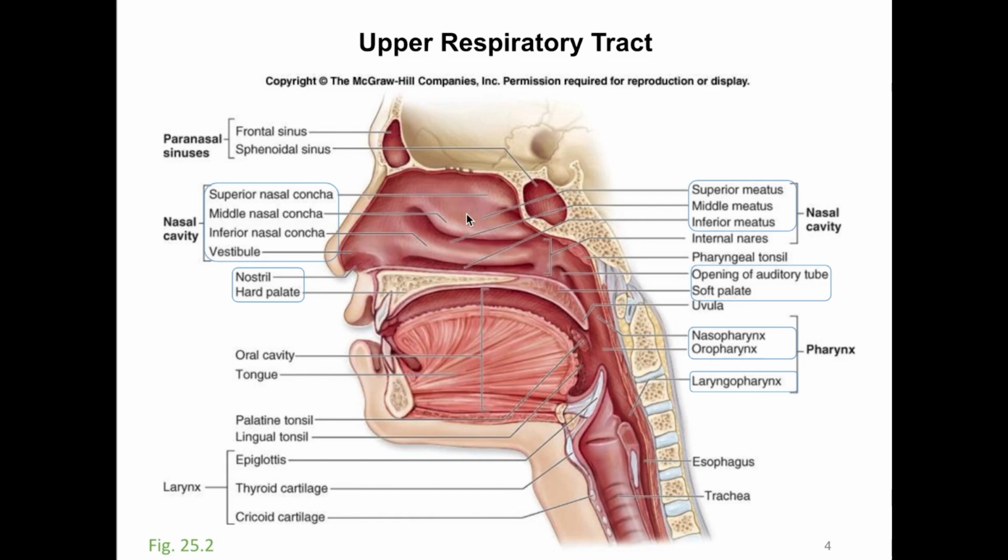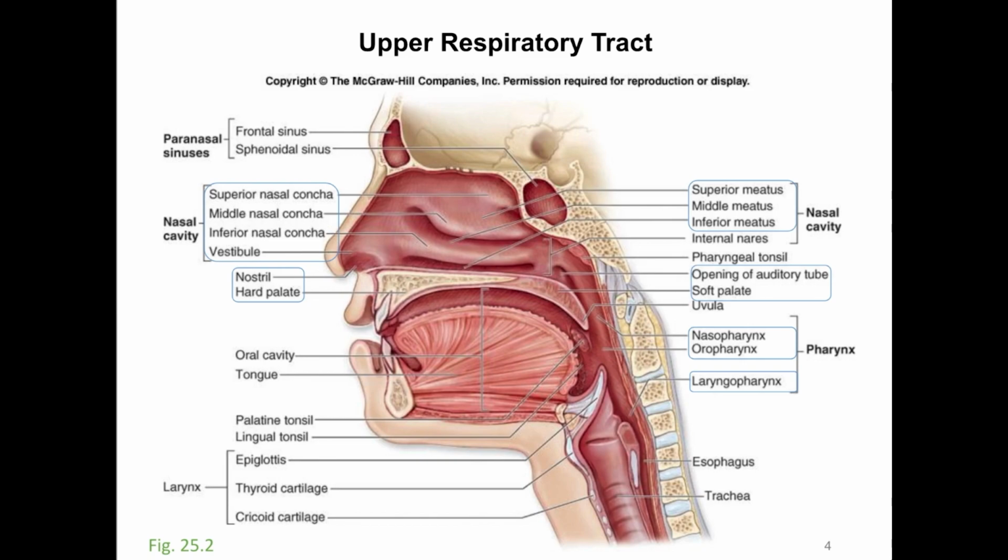So just below the superior nasal concha, we have the superior meatus, middle nasal concha, and then just underneath it is the middle meatus, and then the inferior nasal concha and the inferior meatus. So above the hard palate, but below the inferior nasal concha is the inferior meatus.